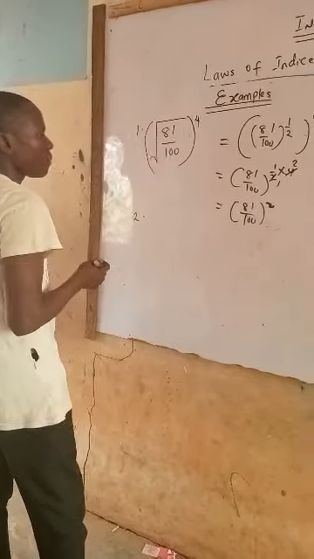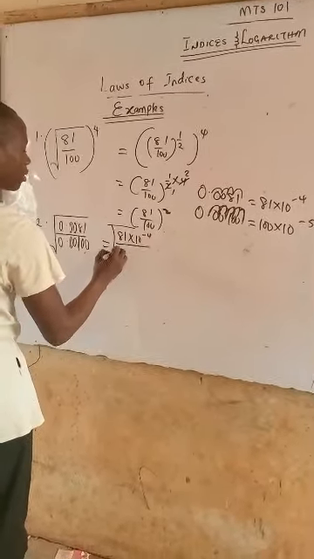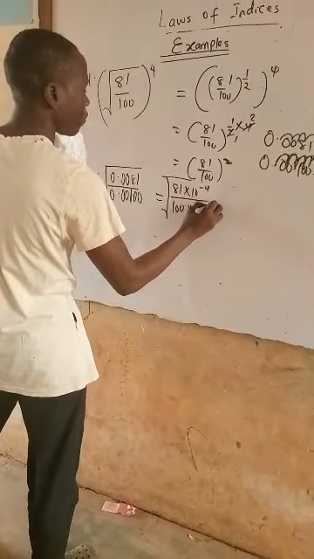That is, we can express 0.0081 in standard form: 1, 2, 3, 4. That is 81 multiplied by 10 raised to the power of minus 4. And then I can express 0.00100 in standard form: 1, 2, 3, 4, 5. Which is 100 multiplied by 10 raised to the power of minus 5. Then I have square root of 81 multiplied by 10 raised to the power of minus 4 over 100 multiplied by 10 raised to the power of minus 5.